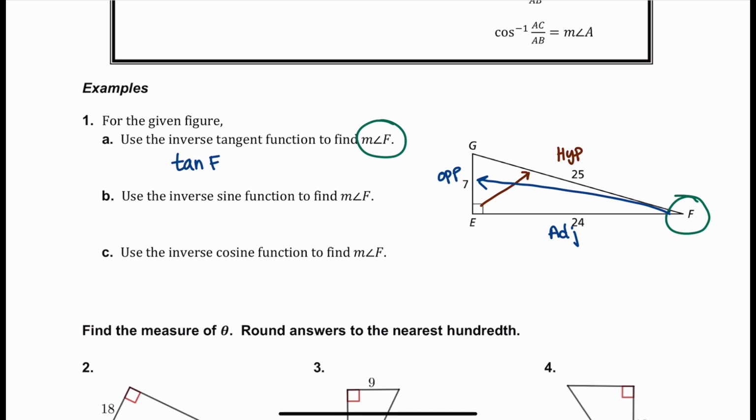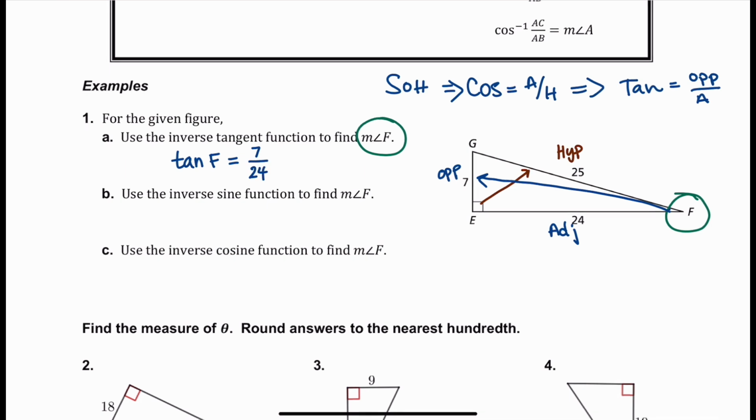Now, if I'm finding the tangent of my angle F, that is TOA. So SOHCAHTOA, let's just write that out. Sine equals opposite over hypotenuse. Cosine is equal to adjacent over hypotenuse, and tangent of the angle is equal to opposite over adjacent. So if I have tangent, I'm going to take the opposite side, which is 7, over the adjacent side, which is 24.